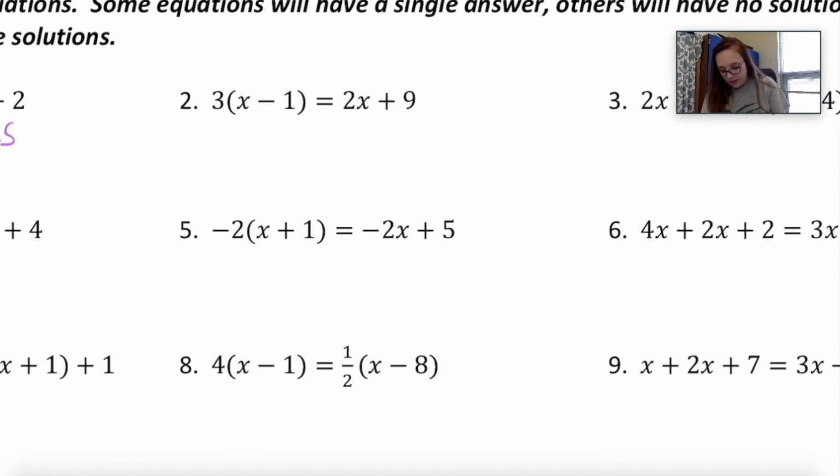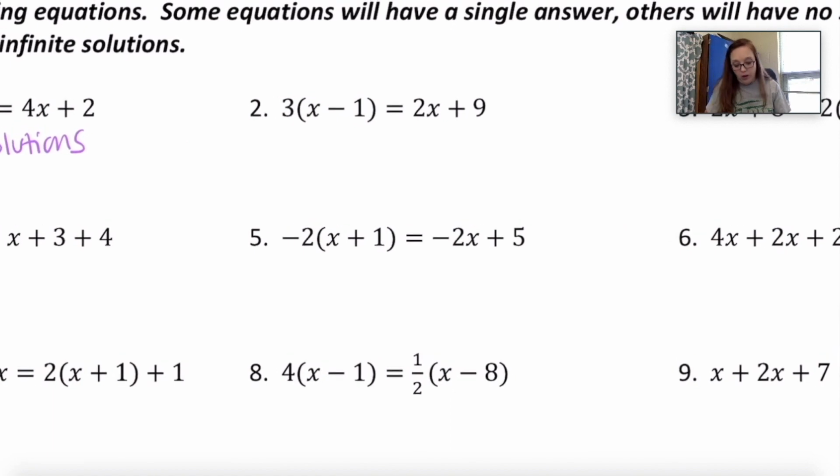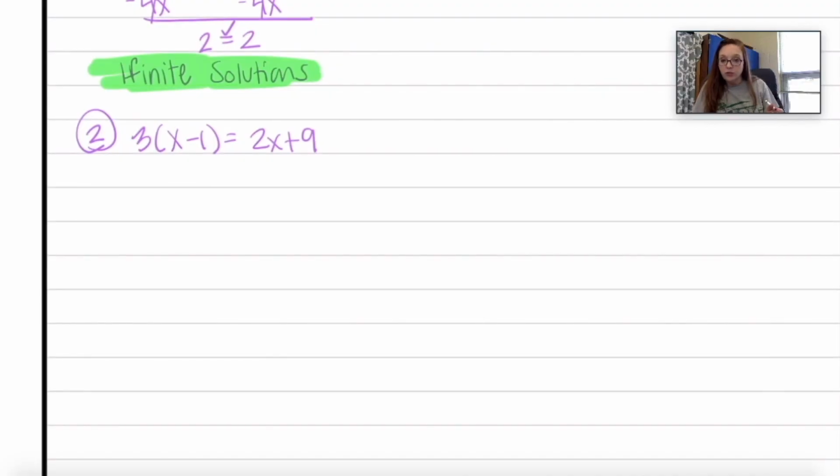I'm just getting my paper opened up, so that I can copy this down and then I'll show you my paper. So go ahead, let's write this equation down on your notebook paper. Okay, so there's number 2. Start off solving just as you have solved other equations. So the first step would be to distribute the 3. So 3x minus 3 equals 2x plus 9.